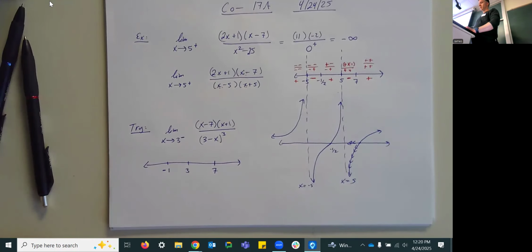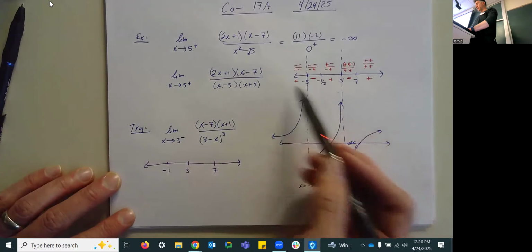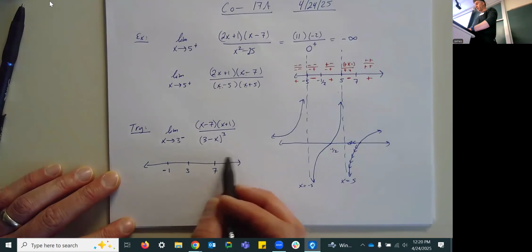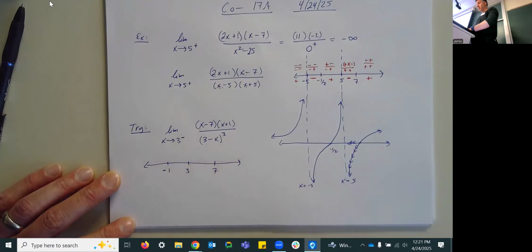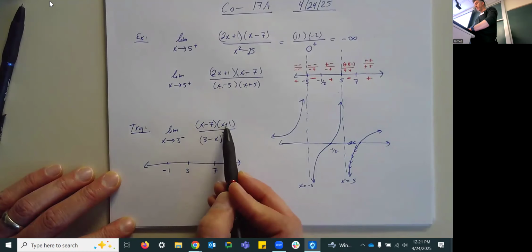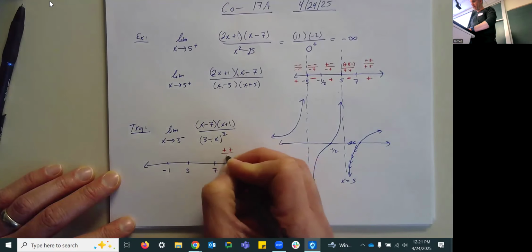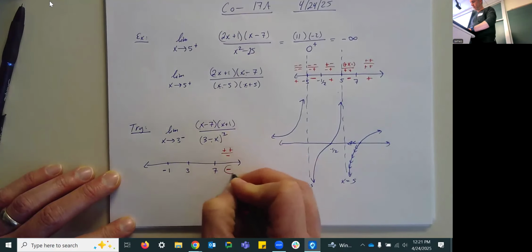All right, let's take a look. So doing it this way of making the sign chart for the function, I can see that if x is larger than 7, I'm going to pick a number like 8. I have a positive factor, and the negative factor cubed is still negative. So it's a positive times a positive divided by a negative, which means it's negative overall.